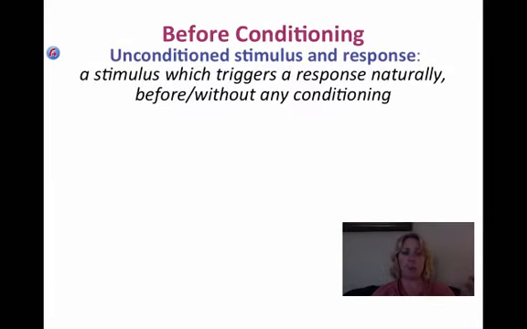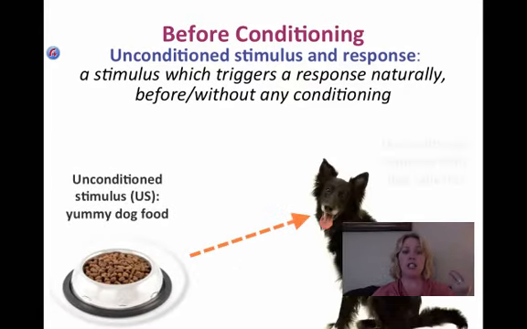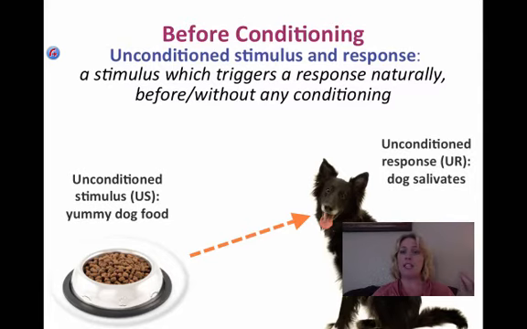Then we have an unconditioned stimulus and response. An unconditioned stimulus is a stimulus which triggers a response naturally, before or without any conditioning. Remember, conditioning is a fancy word for learning. In the case of Pavlov, the unconditioned stimulus was the food, and the unconditioned response was the dog salivating. So an unlearned stimulus is food, and an unlearned response is salivation. We don't have to be taught this. This is something that our body naturally does. It's this involuntary response that we're going for.